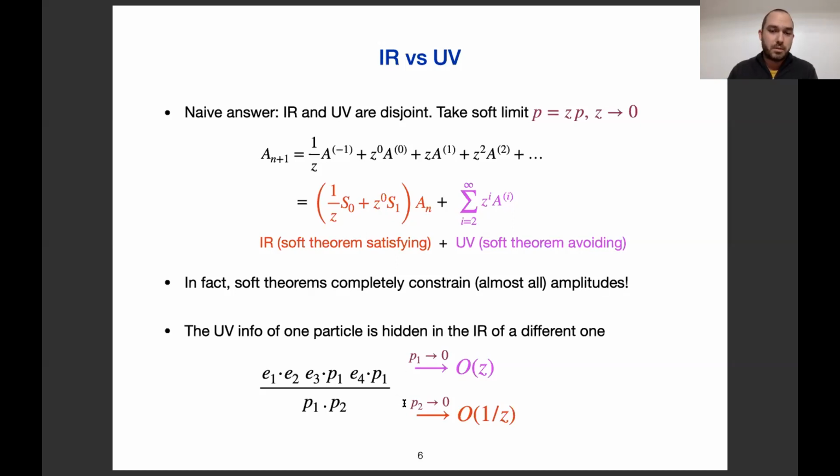But of course, you can take P2 soft, and this one goes like 1 over Z, right? Because there's just a P2 downstairs. So actually, this term shows up in the soft term of particle 2. And what's really amazing is that any term you write down has this property that it shows up in at least one soft term, either leading or subleading. So this is basically conceptually why soft terms are enough to fully constrain amplitudes. And this is true for all amplitudes.